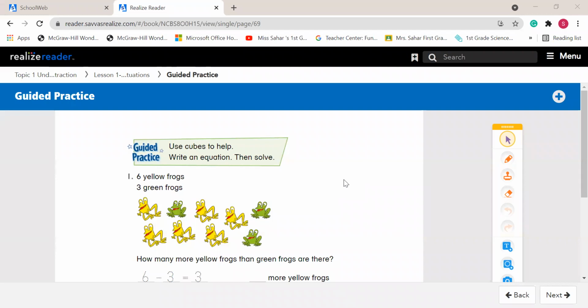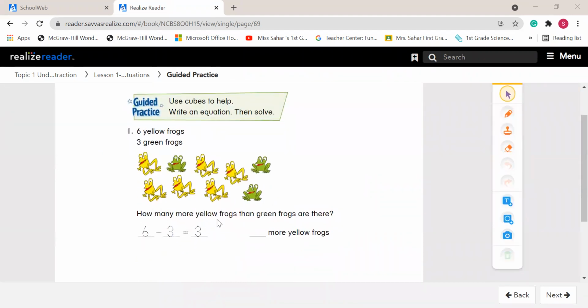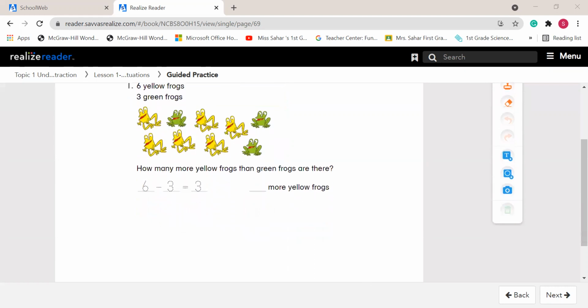All right, let's see the exercise we have on page 22. Use cubes to help, write an equation, then solve. 6 yellow frogs and 3 green frogs. How many more yellow frogs than green frogs are there? So I'm going to put my 6 yellow frogs minus the 3 green frogs, and I'm going to get the difference. So 6 take away 3 equals 3. So there are 3 more yellow frogs.